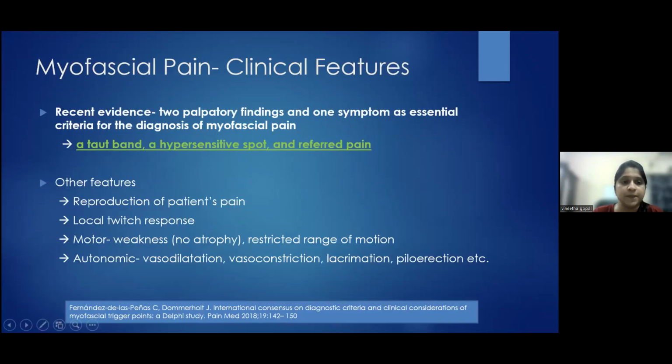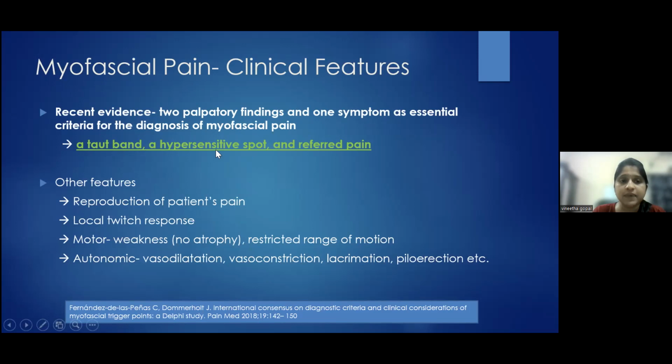Then, how do you diagnose myofascial pain? It is basically a clinical diagnosis. You will see a lot of diagnostic criteria in the textbooks and literature. A recent Delphi study in 2018 concluded that one symptom and two palpatory findings are enough to diagnose myofascial pain. So what are the two palpatory findings? One is a taut band within the muscle.